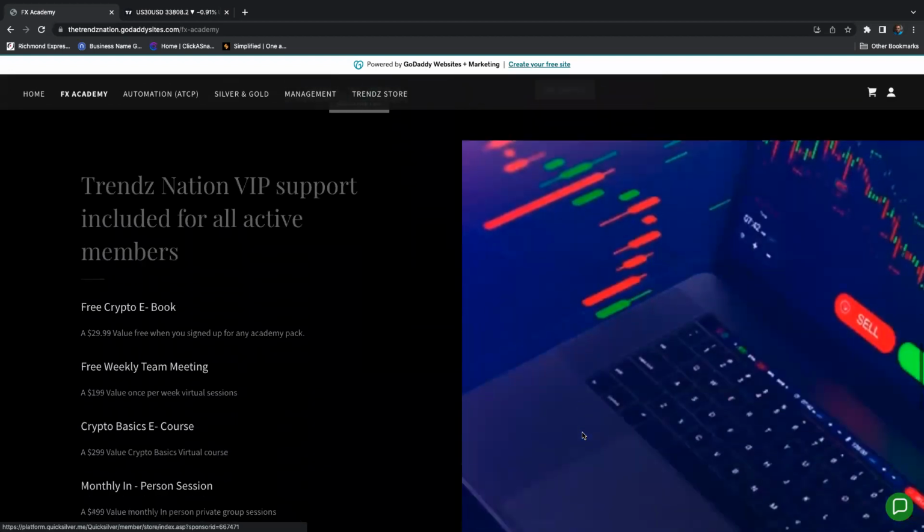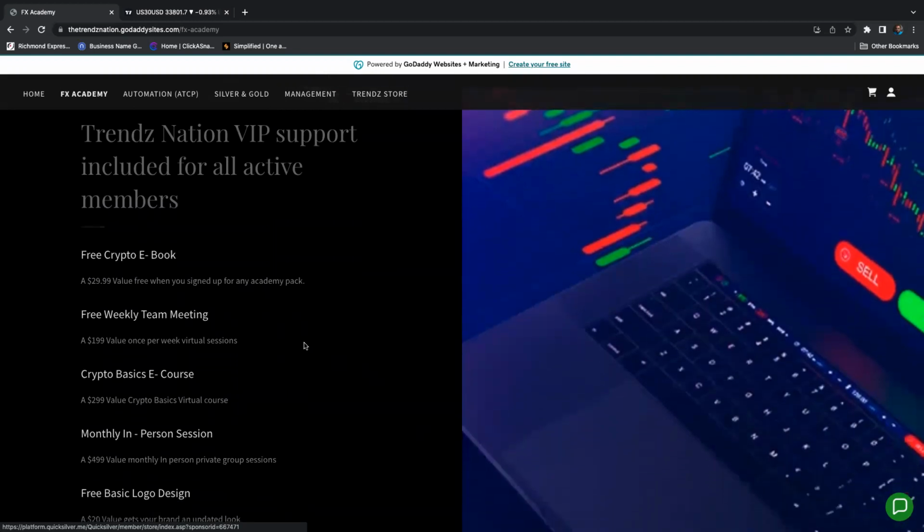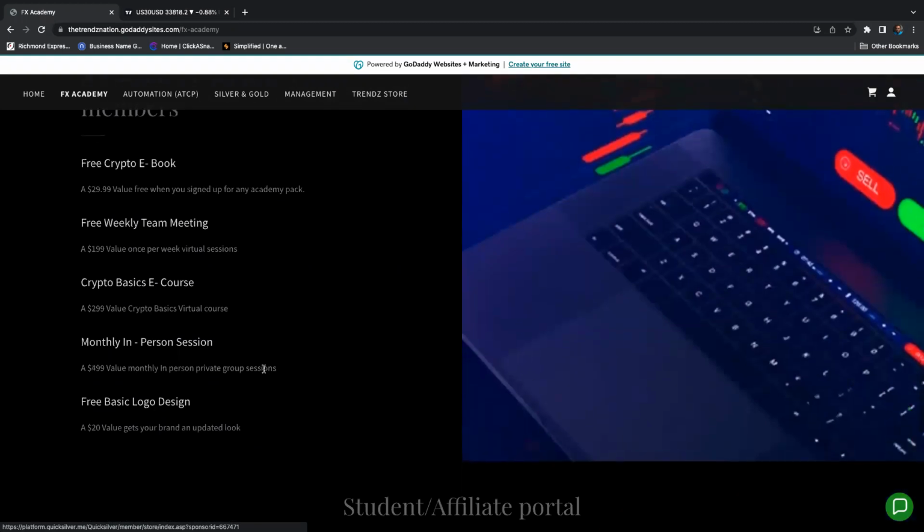And what I'd like to also add is that partnering with Trends Nation, there's some additional support that comes included. Over $1,000 worth of support will come included with your journey in your first 30 days. As soon as you buy your first 30-day access membership, you're going to get access to the free crypto ebook, called Small Coins to Big Bucks, free weekly team meetings with myself, and the Crypto Basics e-course that I have available, which is going to come to you free of charge. And again, the monthly in-person sessions with myself on a one-on-one basis, with a free basic logo design.